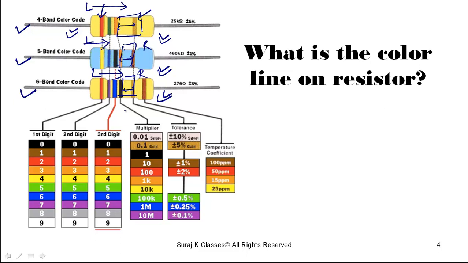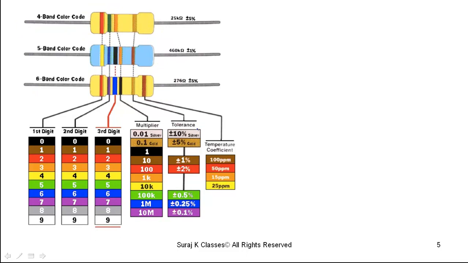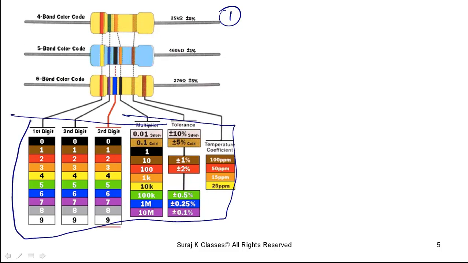Now what are these color lines that we are going to understand now? See, we are taking an example of this first resistor. There are 4 different color bands. What are these color bands representing? There is actually a chart. If you refer to this chart, then you will come to know what all these resistors are and how the resistance values come. For this 4-color-band resistor, the value is 25 kilo ohm plus or minus 5% tolerance.